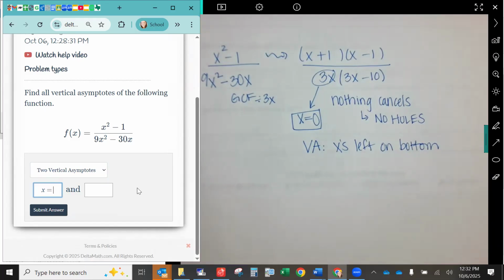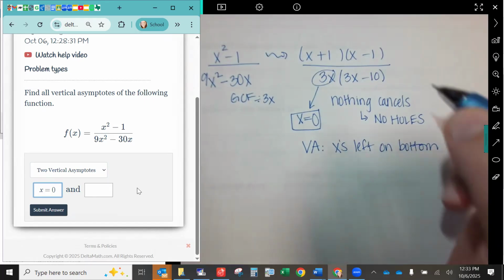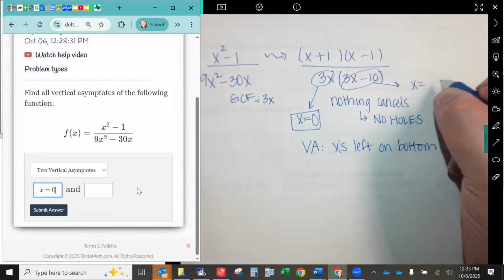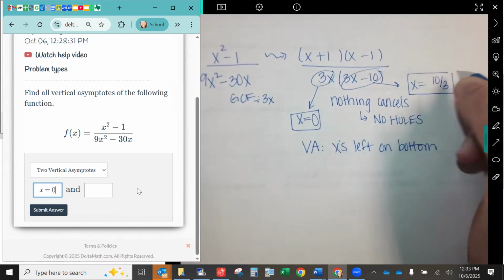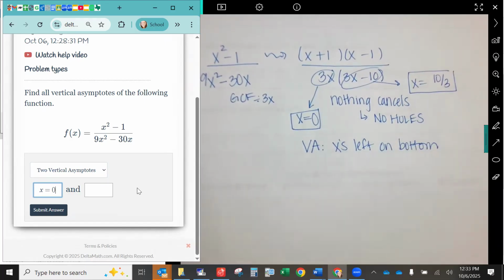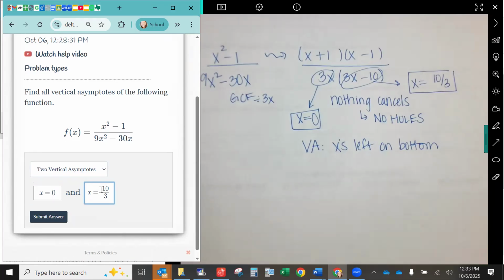Okay, you do have to type the x equals or it'll count it wrong. Okay, then my other x that was left on bottom is right here. It's a minus 10. What do I switch it to? Plus 10. And then do you remember if there's a number on the x, you just slide it down to the bottom. So this one would give me x equals 10 thirds. Okay, the minus 10 switches to a plus 10, and then you slide the 3 back down to the bottom. So that would be your answer. x equals 0 and x equals 10 thirds. Okay, just like that. Questions on that?